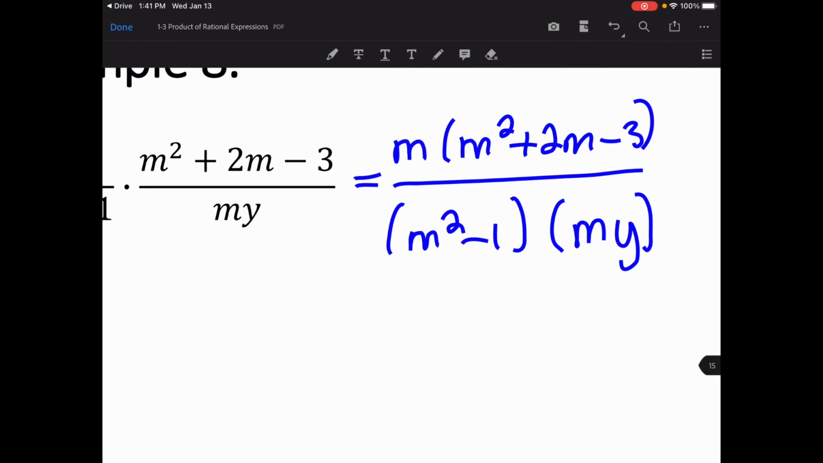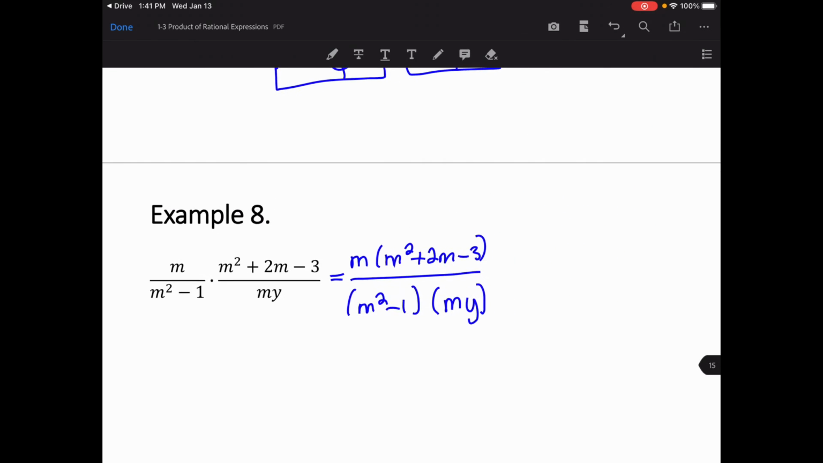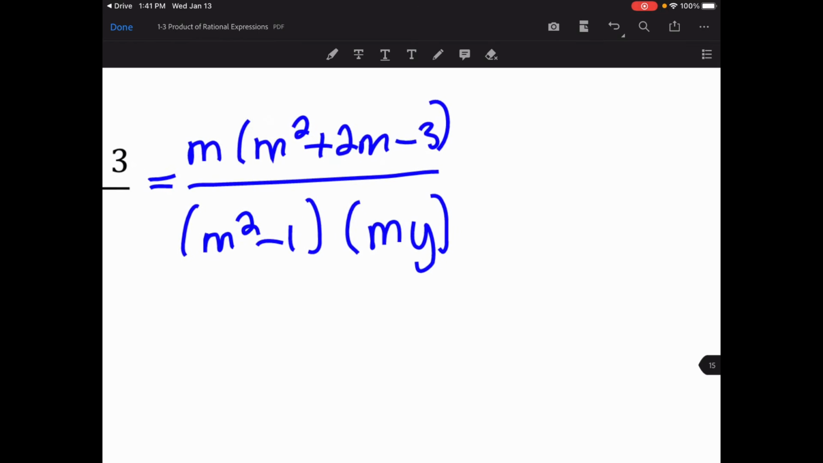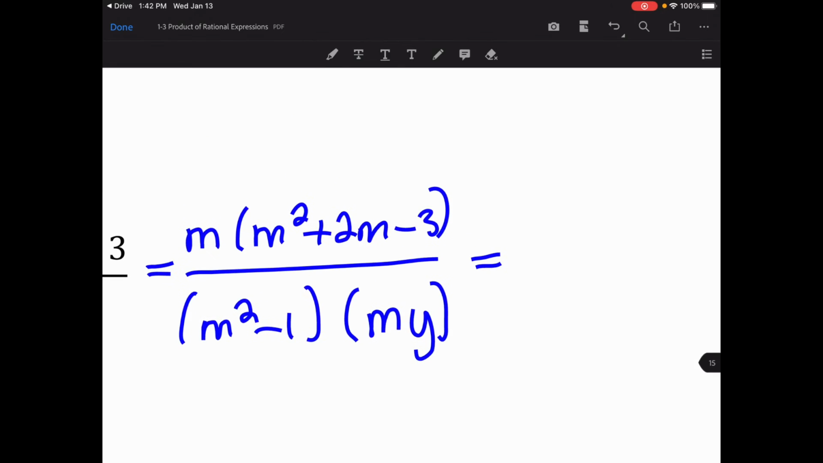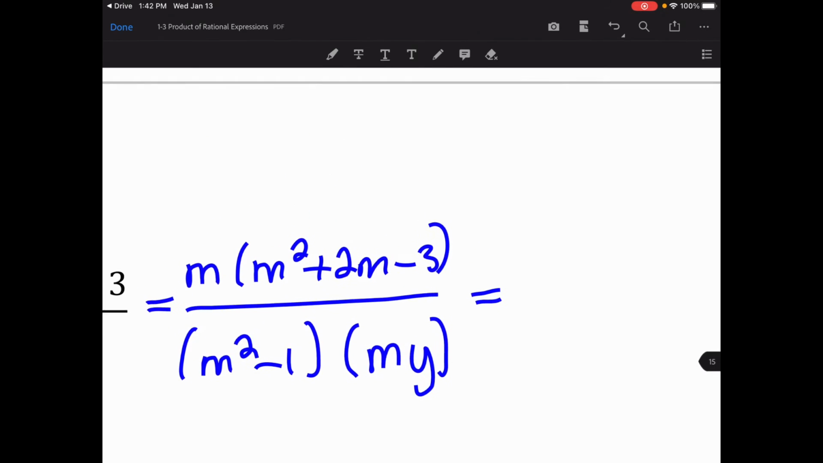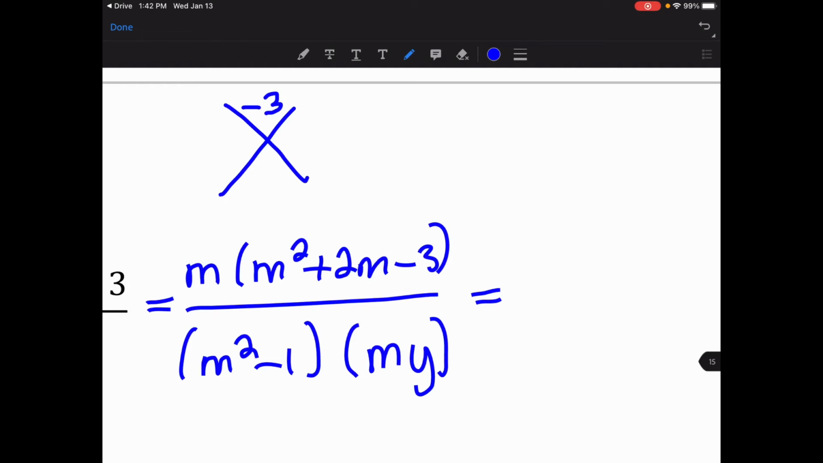Then our next step is to factor it out. Is there anything I can factor? So let's look at my numerator. My first term, which is m by itself, will still be m, but then I have m squared plus 2m minus 3. So we are going to use the X factor to factor this out. My letter C here is -3, and then 2 goes here.